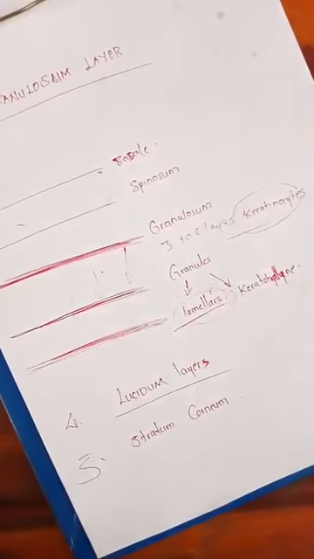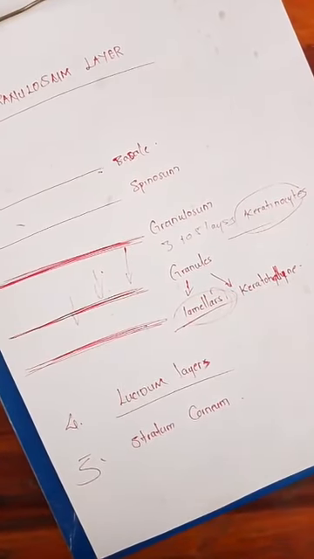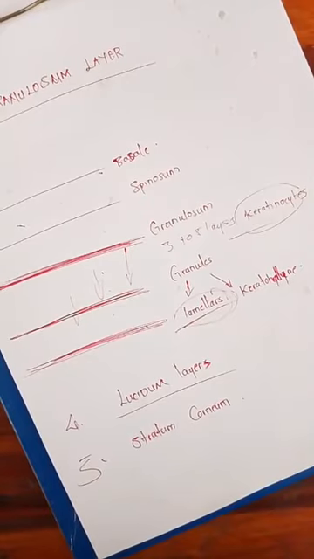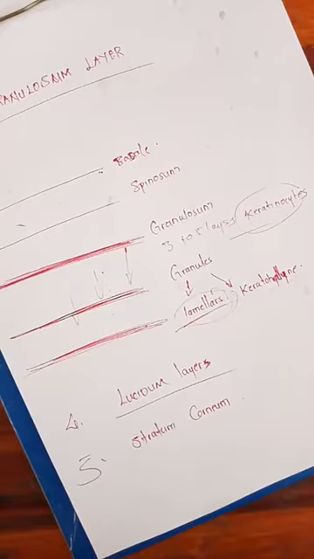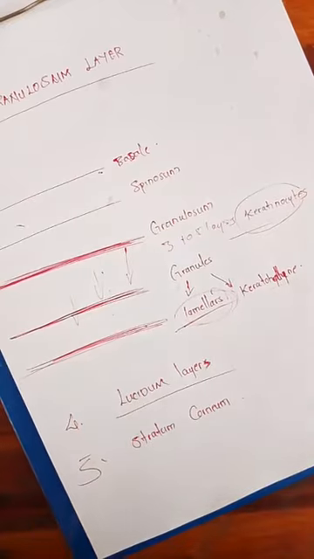So this stratum corneum consists of the cells that are known as the corneocytes. That's why we are getting the name corneum. This is going to be the outermost layer of the epidermis, the layer that we are now able to see. That is going to be the outermost layer.